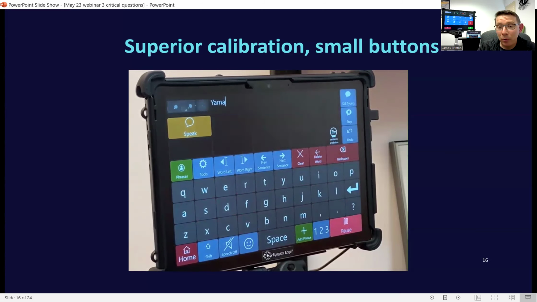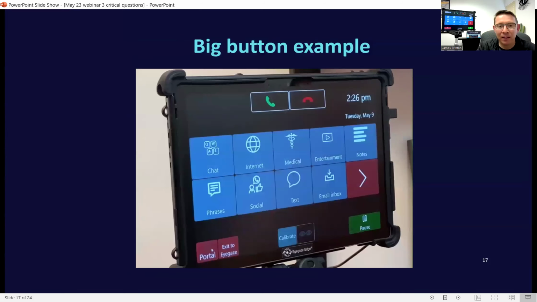So we saw that he was able to be accurate on his name, look at the speak button, look at the pause button, his timing and spelling were fine. We expected this because of the eye image and that robust calibration that the data showed us.